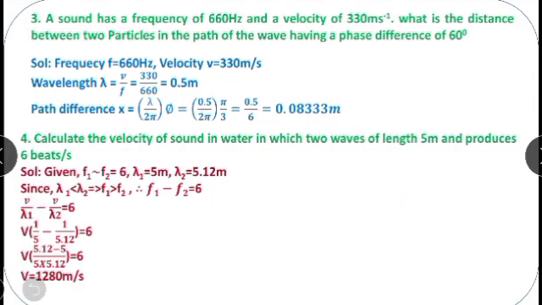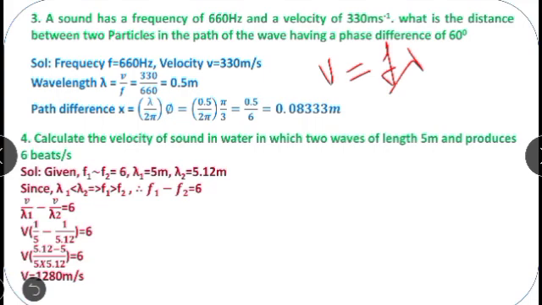So third one: a sound has a frequency of 660 hertz and a velocity of 330 meter per second. What is the distance between two particles in the path of the wave having a phase difference of 60 degree? Here is the solution. So frequency is how much? They have given 660 hertz frequency, and velocity v is equal to 330 meter per second. So wavelength lambda, we know this relation, v is equal to f into lambda.